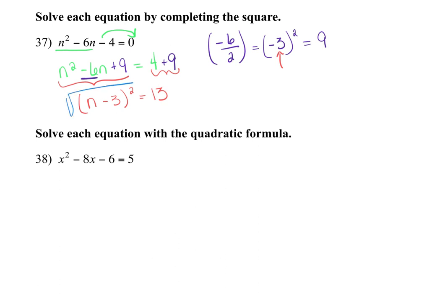I'm now going to take the square root of both sides. On the left, I have just the n minus 3. On the right, since 13 does not have a perfect root, I'm going to leave that there. But remember that I have a positive and negative. And then my final step is move that 3 over. Now, because the 3 is not inside the root and the 13 is, they're not like terms. And so I'm just going to leave it as 3 plus or minus the square root of 13.